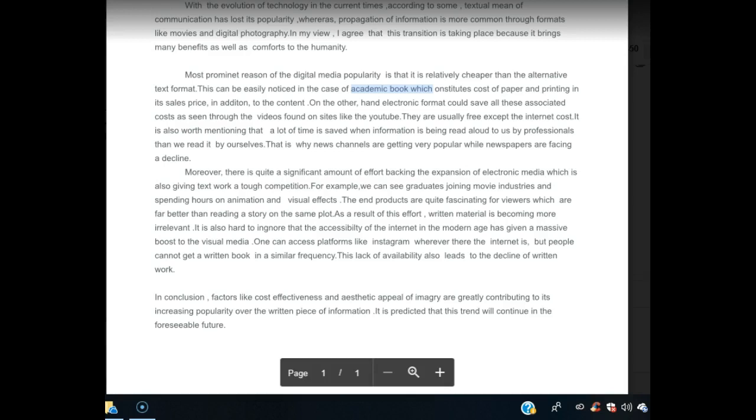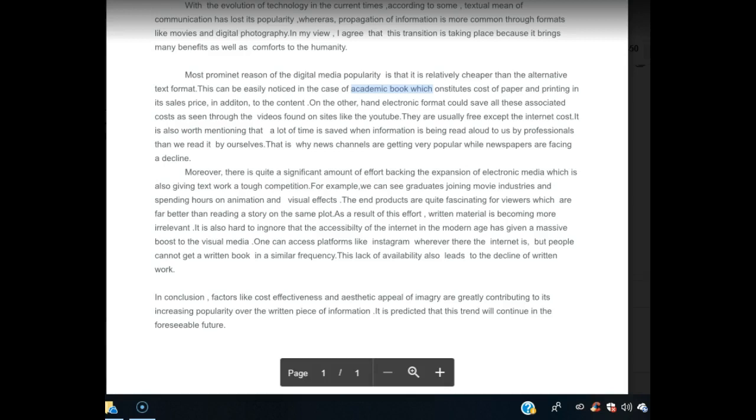For example, we can see graduates joining movie industries and spending hours on animation and visual effects. The end products are quite fascinating for viewers, which are far better than reading a story on the same plot, with the same plot, not on. As a result of this effort, written material is becoming more irrelevant.